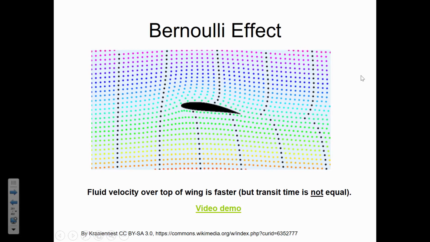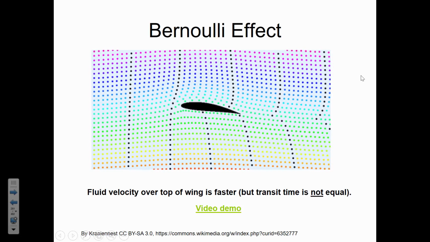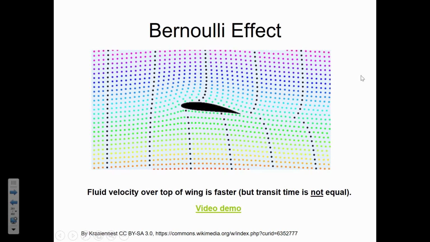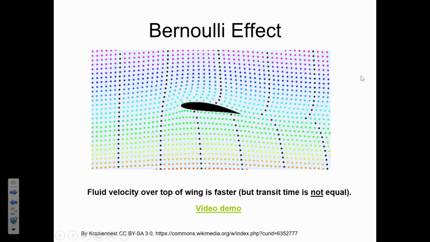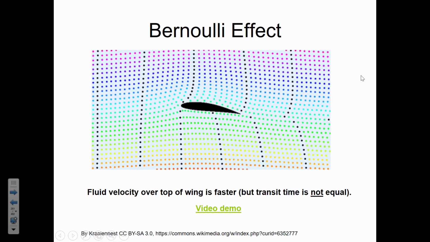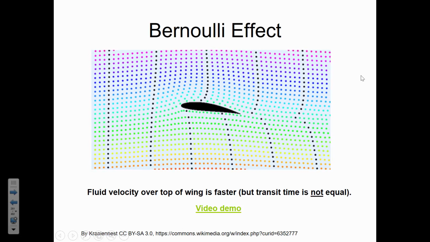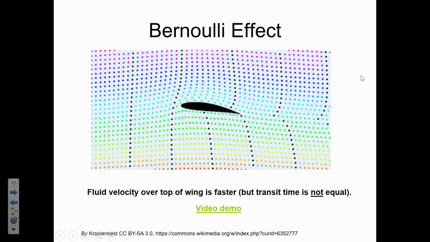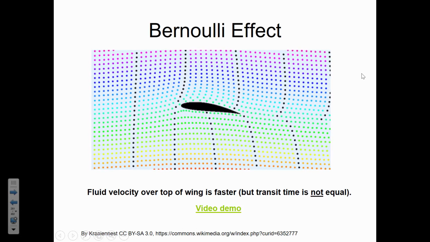But what this does effectively show is that we have lift from a wing because of the difference in pressure. The pressure is lower on the top of the wing. The pressure is higher underneath, and that net difference in pressure is what causes the lift.